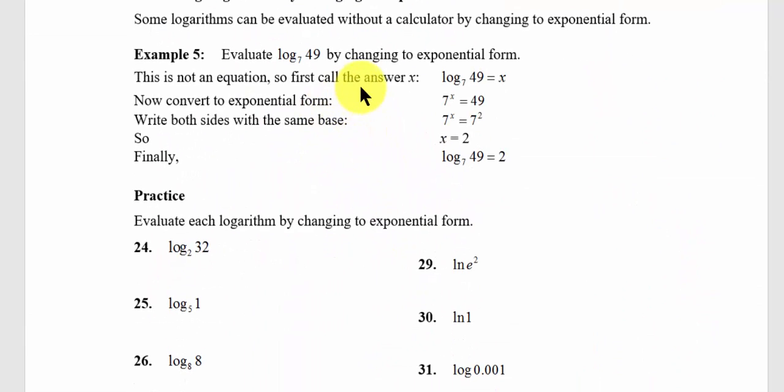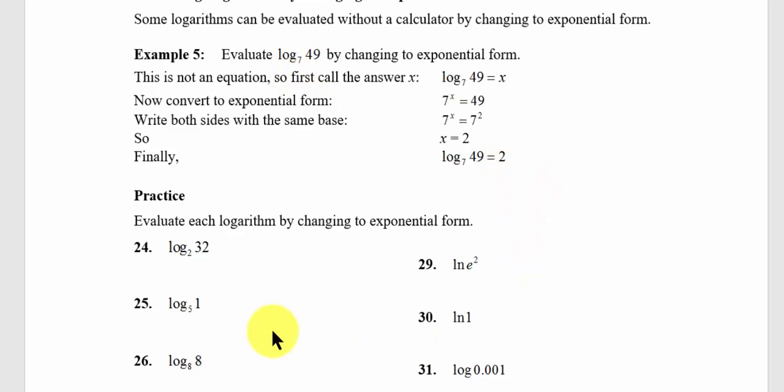So here, we have the base is 7. So the base of my exponent is 7. The exponent is the x. And that's going to equal 49. Now you can ask yourself, well, what number raised to the x will give me 49? Well, 7 to the 2 gives me 49. So the value of x equals 2. And this would be your final answer. Right? If I were to say, what is the answer to log base 7 of 49? You'd say the answer is 2.